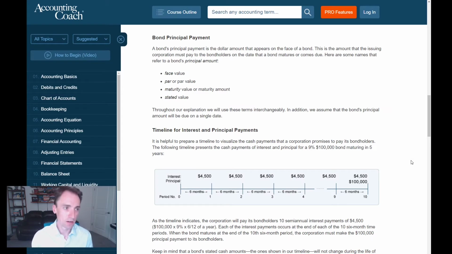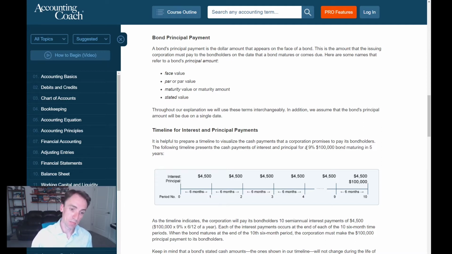Now, as you can see here, this is an accounting coach's website, and he's talking more about the accounting side of things than specifically the bond itself. But this is a great visualization, I thought, of the same basic thing that we were looking at in the past example. So you buy the bond right as it's initially released. Now, this is a $100,000 bond with a 9% coupon rate, and it's maturing in 5 years. So it's paying semi-annually. You can see here, because each of the periods is 6 months.